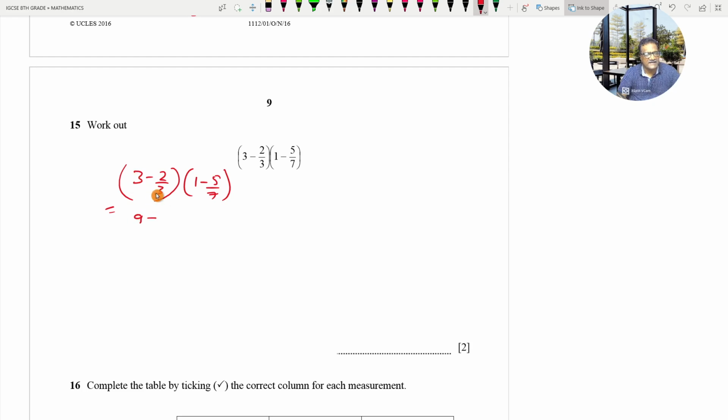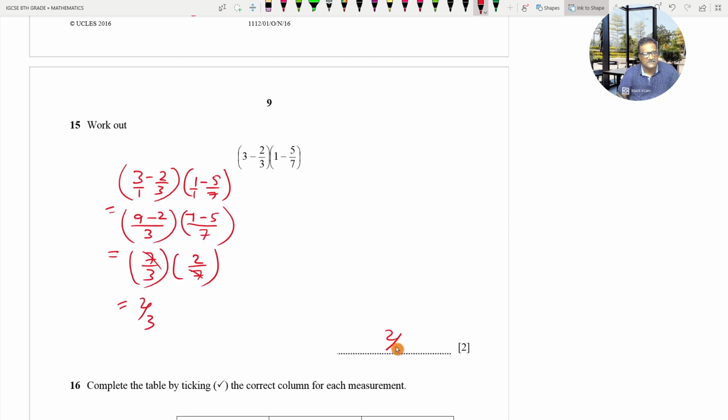3 3s are 9 minus 2 ones are 2, upon 3 ones are 3, right? In this bracket it will be 1 minus 5 upon, 7 ones are 7, so 7 minus 5 upon 7, right? Next will be 9 minus 2 is 7 upon 3, and here you have 7 minus 5 is 2 upon 7. Okay, now 7 cuts and you get 2 upon 3 as your answer. So your answer will be 2 by 3. Okay, that was question number 15.